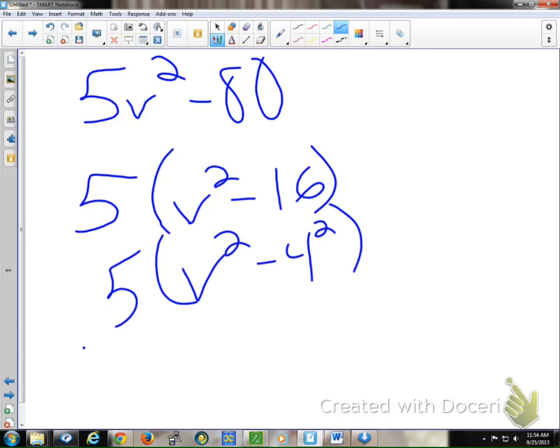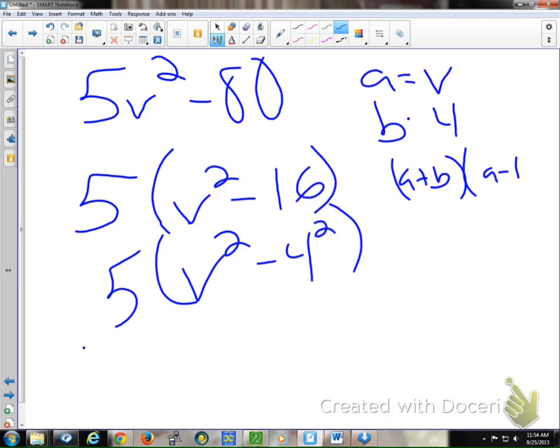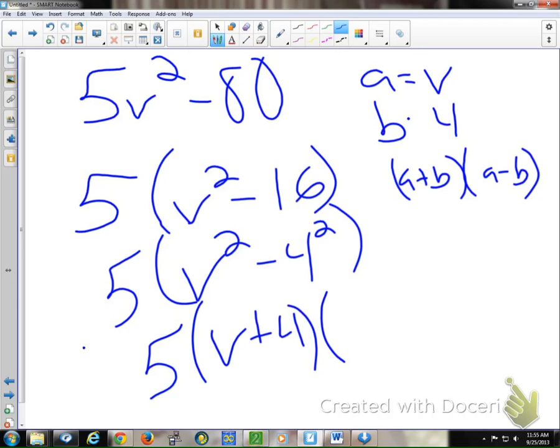Now we're ready. But before I plug it into my formula, which I know is just going to be a bunch of A's and B's, what's my A value going to be, Justin? What's my B value going to be? 4. Very good. So, what's my difference of 2 squares formula? It's A plus B times A minus B. So that's all I have to do. Bring down your 5. That doesn't go anywhere. A plus B times A minus B, and that's it.